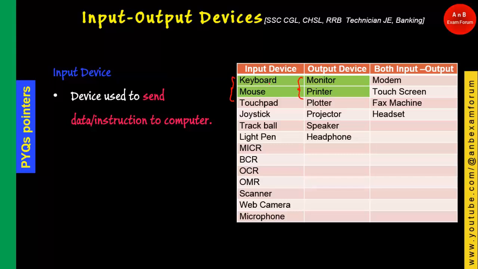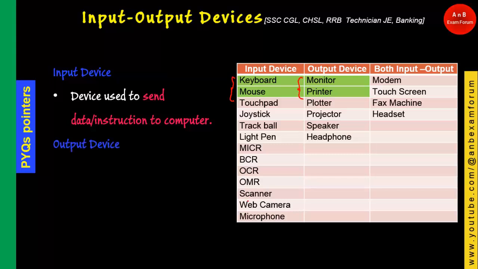Like, the keyboard is used to send text to the computer, whereas mouse, touchpad, joystick, trackball are all pointing devices. They point to something on the screen, so they are sending some data or instructions to the computer. There are many other input devices that we are going to see.